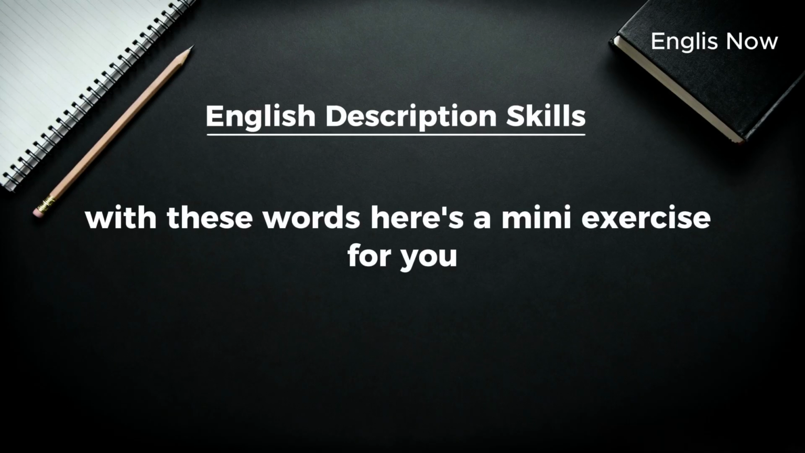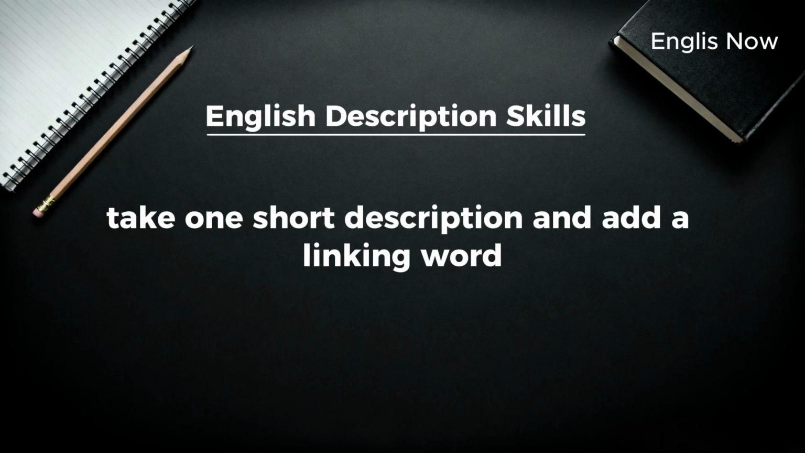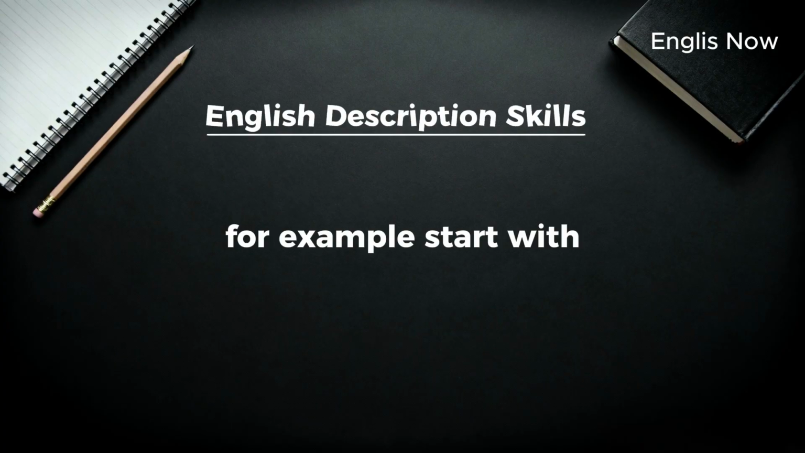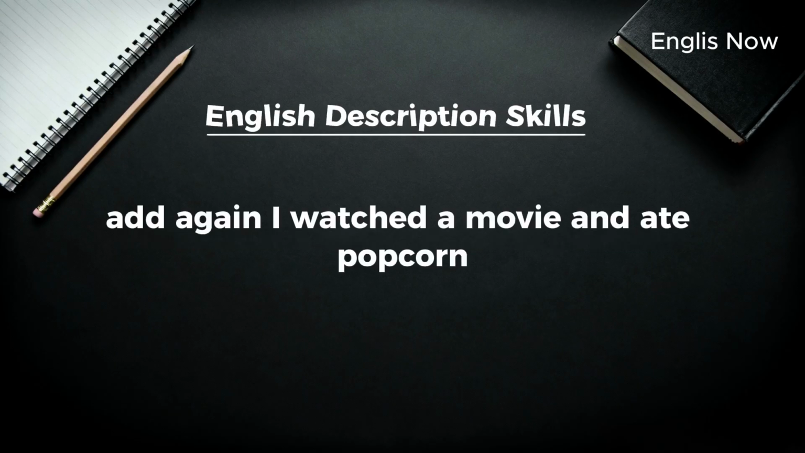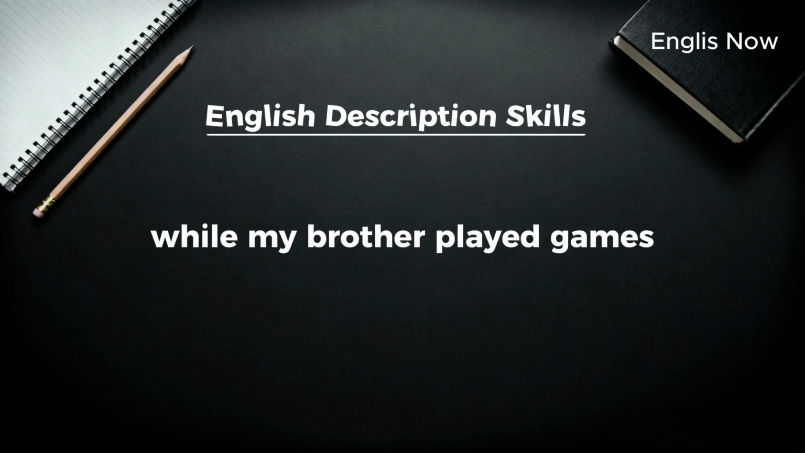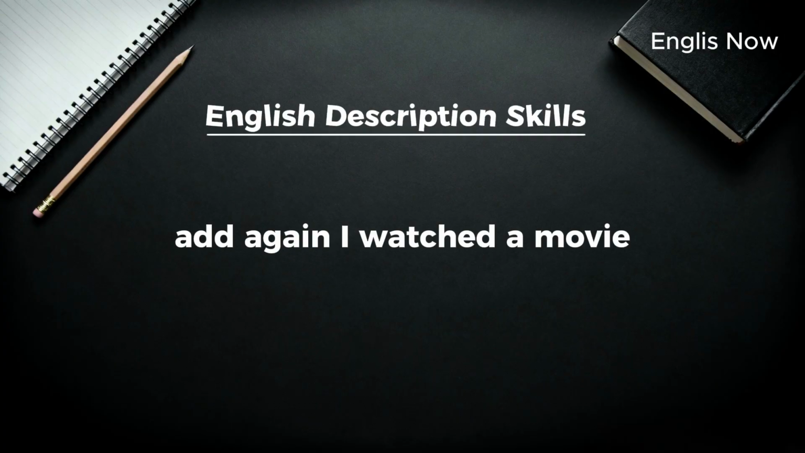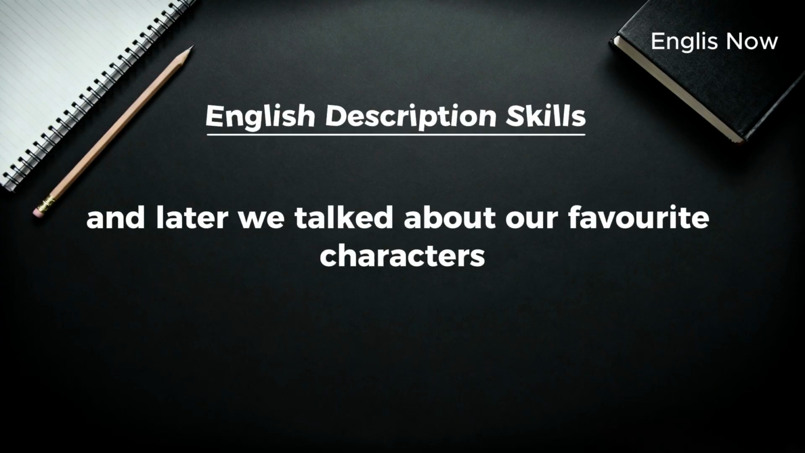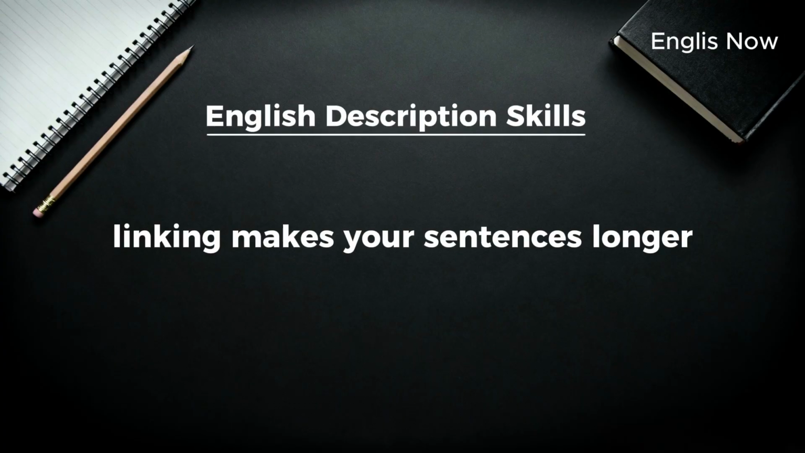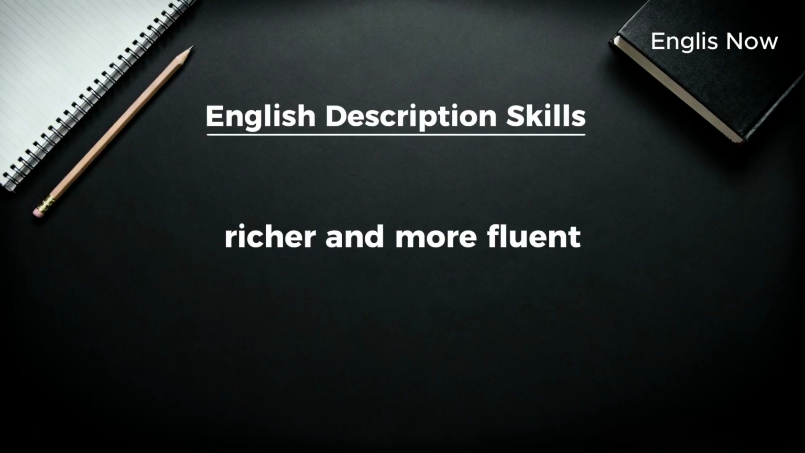Here's a mini exercise for you. Take one short description and add a linking word. For example, start with, I watched a movie. Add, I watched a movie and ate popcorn. Add again. I watched a movie and ate popcorn while my brother played games. Add again. I watched a movie and ate popcorn while my brother played games, and later we talked about our favorite characters. Linking makes your sentences longer, richer, and more fluent.